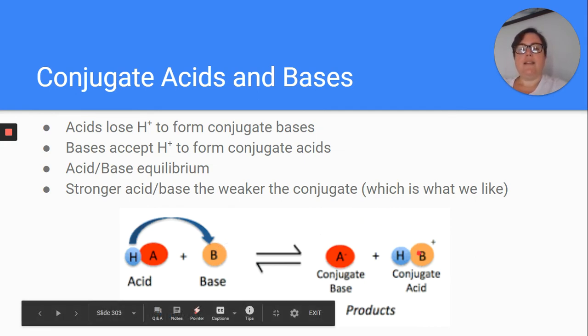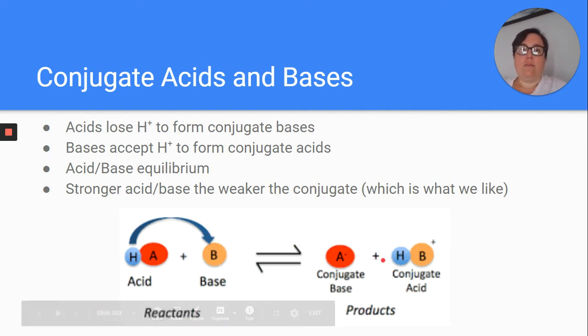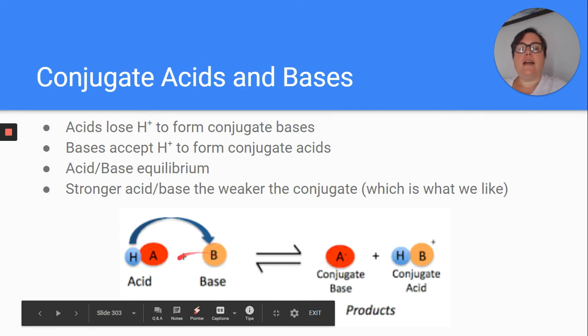So base to conjugate acid, acid to conjugate base. So that's called equilibrium. That's a double-sided arrow. It can go both directions. The stronger the acid or base is, the more likely the products won't reform them. So we like strong acids and strong bases because they form weak conjugates, meaning the reverse reaction most likely won't occur.